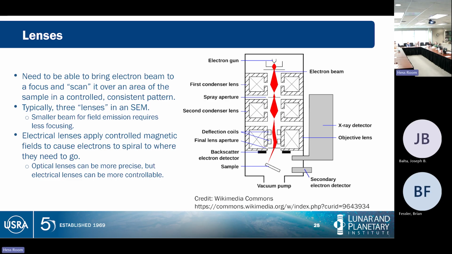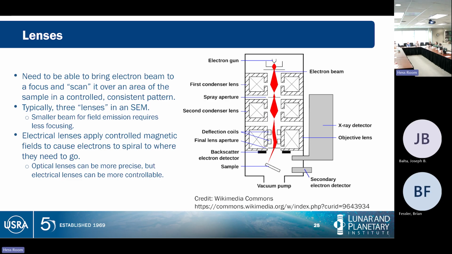Okay, our next step. We've got electrons from our electron gun. We now need to get this down to our sample. The electrons are accelerated by some sort of accelerating voltage. That was in the gun. We pull them off by applying some sort of voltage to it. And then there's a set of lenses. And in an electron microscope, these are not lenses in the optical sense, so they're not glass. These are magnets that apply magnetic fields that cause electrons to spiral where they need to go.